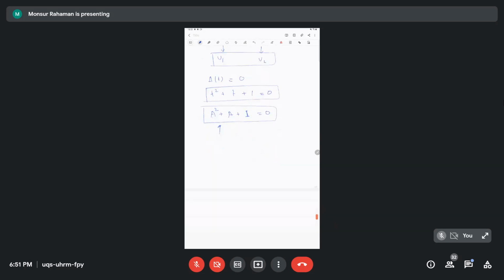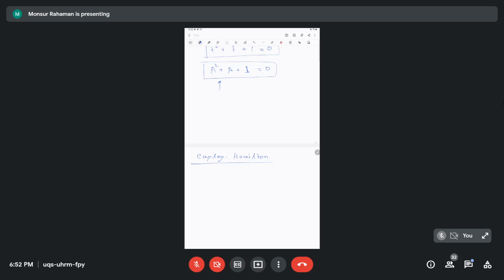So there is a theorem, this is called the Cayley-Hamilton theorem. It says that the characteristic polynomial also has that matrix as a root, because if p(t) equals 0 is the polynomial, the determinant of A minus tI equals 0.